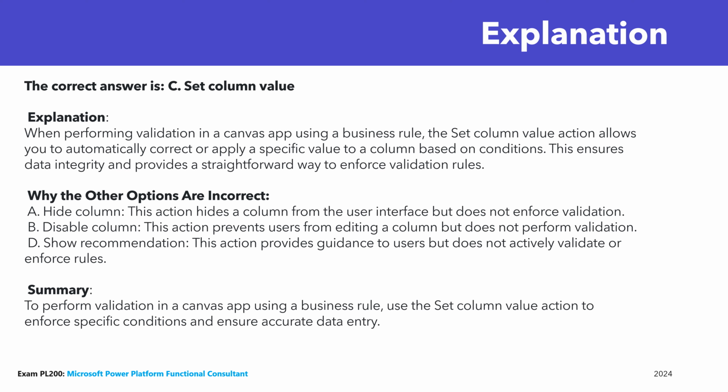Summary. To perform validation in a Canvas app using a business rule, use the set column value action to enforce specific conditions and ensure accurate data entry.